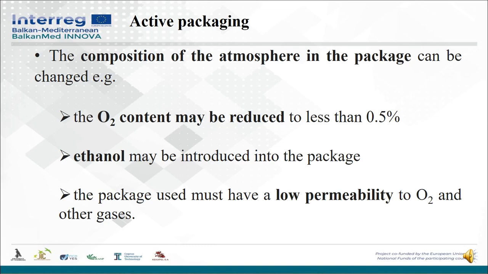As for active packaging, the composition of the atmosphere in the package can be changed by means of special methods. For example, the oxygen content may be reduced to less than 0.5% by placing sachets with oxygen scavengers in the package. Ethanol may be introduced into the package too. The package used must have a low permeability to oxygen and other gases.